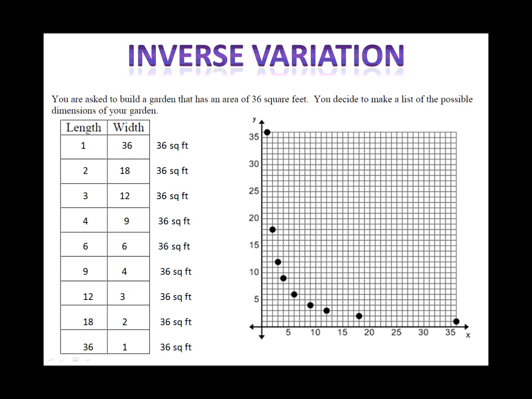If we plot those points on the graph, we have something that looks like this. We can connect them with a nice curve, and we have what we call an inverse graph. This is a graph of an inverse variation. Inverse variation simply means that as x gets larger, y gets smaller. Notice on the graph, when x is really small, when x is 1, the y is way up at 36. Notice as x gets bigger and bigger and bigger, y gets smaller and smaller and smaller. When x was 36, for example, y was only 1.